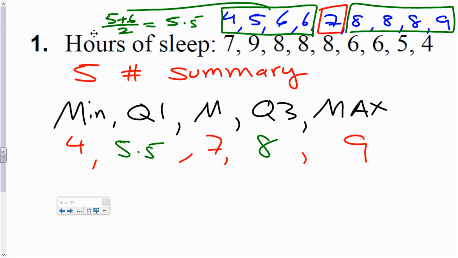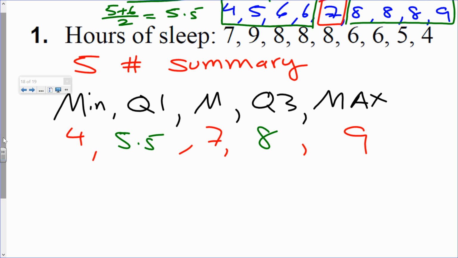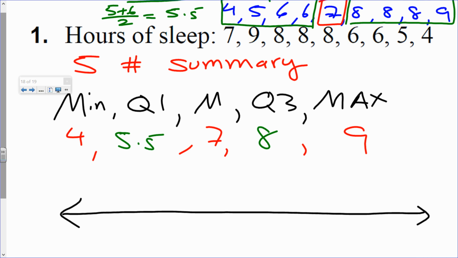Now we're ready to draw our box and whisker plot because we have the 5-number summary. There we go. Watch this. Pay attention because you're going to do one on your own right after this example. Let me draw a number line. Look at the number line. Remember we did this on Thursday.